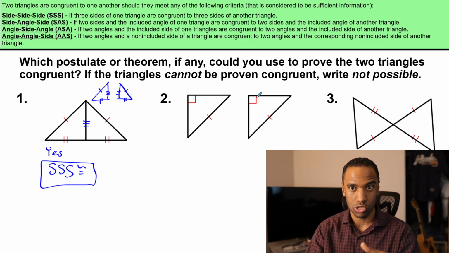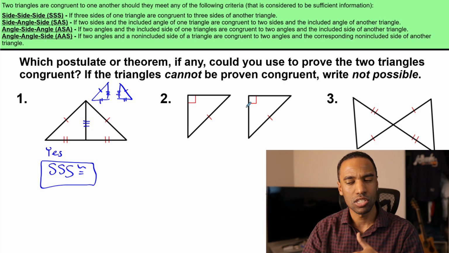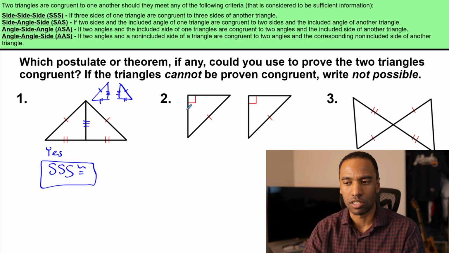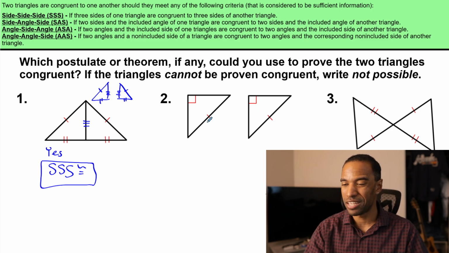You still need the hypotenuse congruent, which they are, and then you need a set of legs congruent, which I don't seem to have. And, by the way, it's not always hypotenuse leg. It could be side angle side from the get-go. What I do know, though, is they are right angles. I do have hypotenuse congruent. I don't have legs congruent, right?